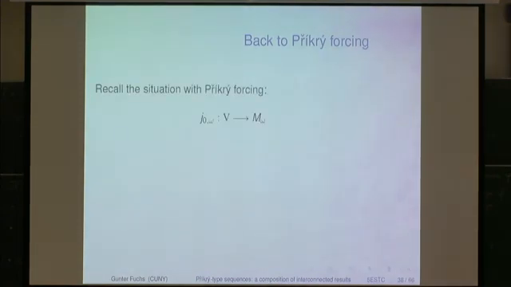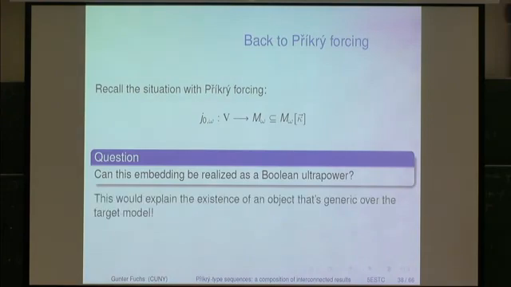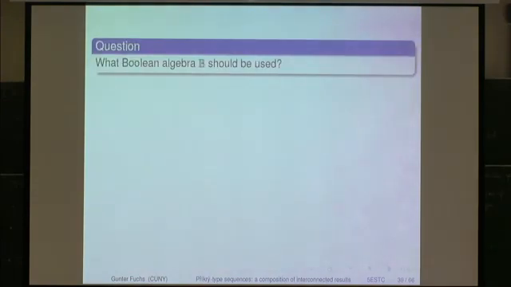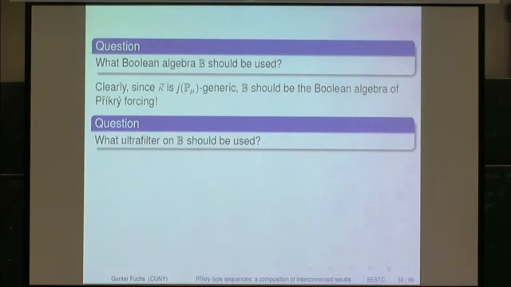With Prikry forcing, for example, we had an embedding from V into M omega, and M omega was contained in its forcing extension by the critical sequence. So the question is not far-fetched whether this embedding can be realized as a Boolean ultrapower. In a way, this would explain why there is this object, why there is a generic around. So the first question: what Boolean algebra should be used? Well, the critical sequence is generic for Prikry forcing, so let's take B to be the Boolean algebra of Prikry forcing. And what ultrafilter should be used?